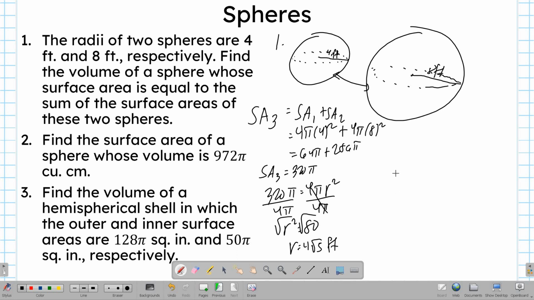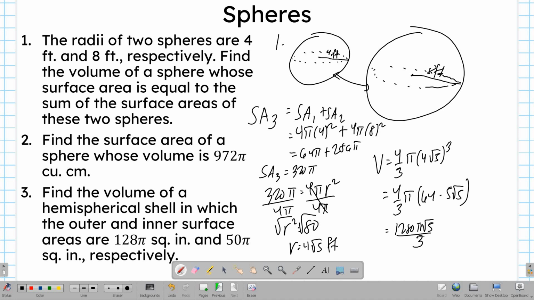With this in mind, we can now compute for the volume of the third sphere, which is 4/3 pi times 4 square root of 5 cubed. And therefore, we get it like this. 4 cubed is 64, while the square root of 5 cubed is 5 square root of 5. And I don't think we can simplify this. All we can do is multiply 4, 64, and 5 square root of 5 and have it with a denominator of 3. This now gives us 1280 pi square root of 5 over 3. So therefore, the volume that we're looking for is 1280 pi square root of 5 over 3 cubic feet. And those are sample problems of mensurations of pyramids, cones, and spheres.